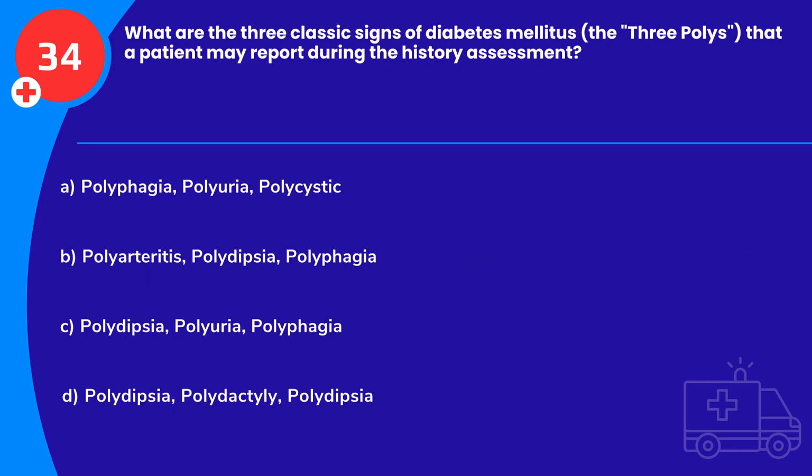Question 34. What are the 3 classic signs of diabetes mellitus, the 3 polys, that a patient may report during the history assessment? A. Polyphagia, polyuria, polycystic. B. Polyarteritis, polydipsia, polyphagia. C. Polydipsia, polyuria, polyphagia. D. Polydipsia, polydactyly, polydipsia.